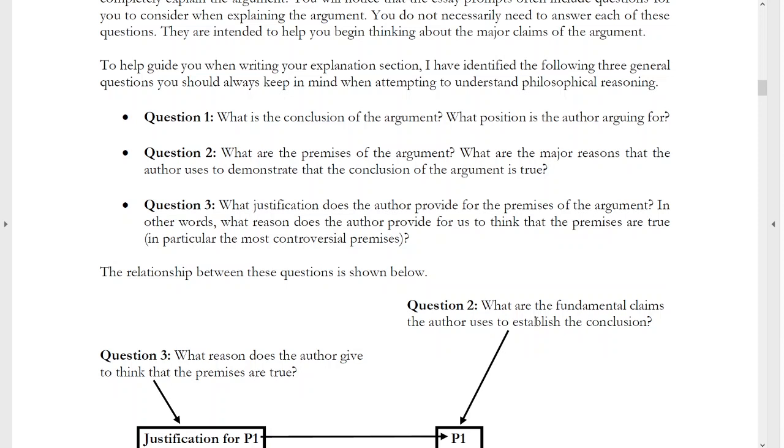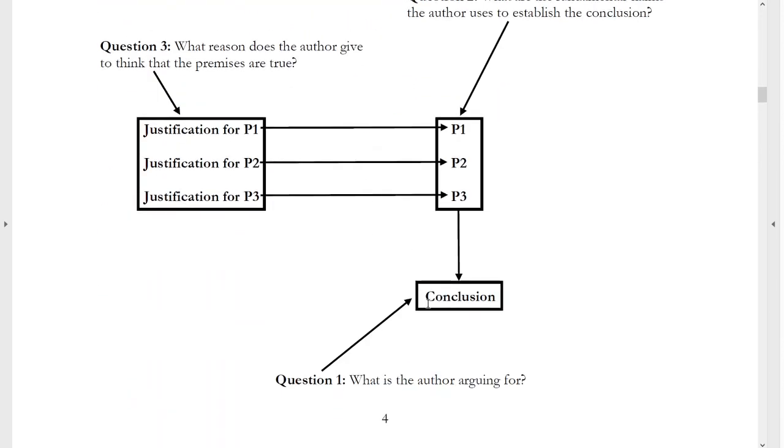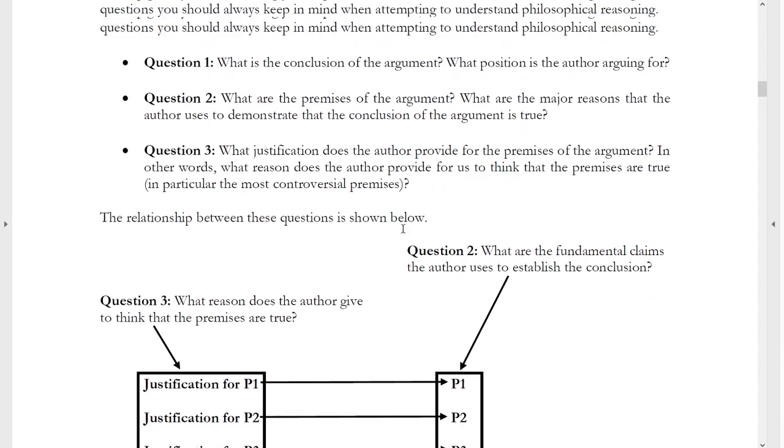Okay, now once you've identified that conclusion and explained it in clear and precise detail, the next question you should ask is, what are the premises of the argument? What are the major reasons that the author uses to demonstrate that the conclusion of the argument is true? So you say, here's the author's conclusion, this is what they're attempting to argue for. What are the major reasons they're giving? What is the evidence they're giving for why this position is true? So in a philosophical argument, you have your conclusion and the premises, however many, major big reasons for why they believe this conclusion is correct. And this leads to the third question.